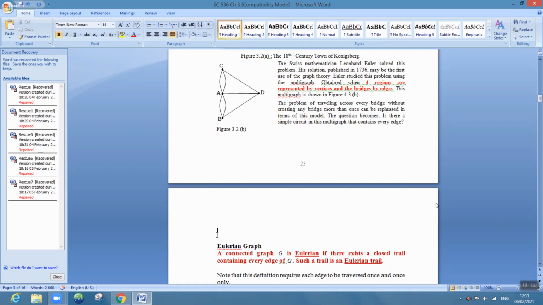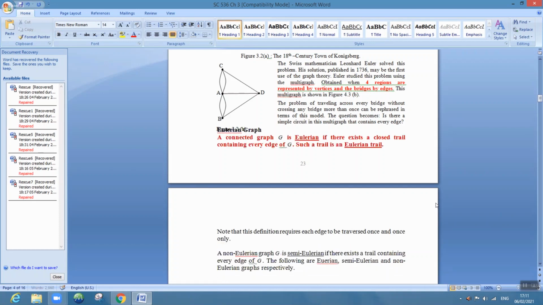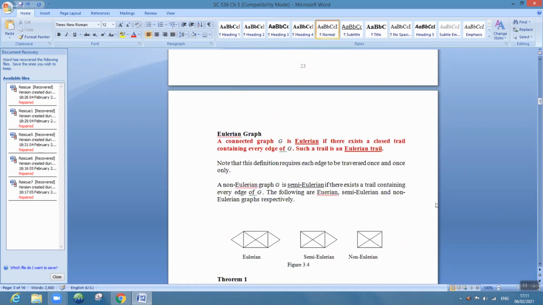Now we define the Eulerian graph. A connected graph is Eulerian if there exists a closed trail containing every edge. Such a trail is an Eulerian trail. If you have a closed trail containing every edge of G, this is called an Eulerian graph. In a trail, edges are distinct, though vertices could be repeated.